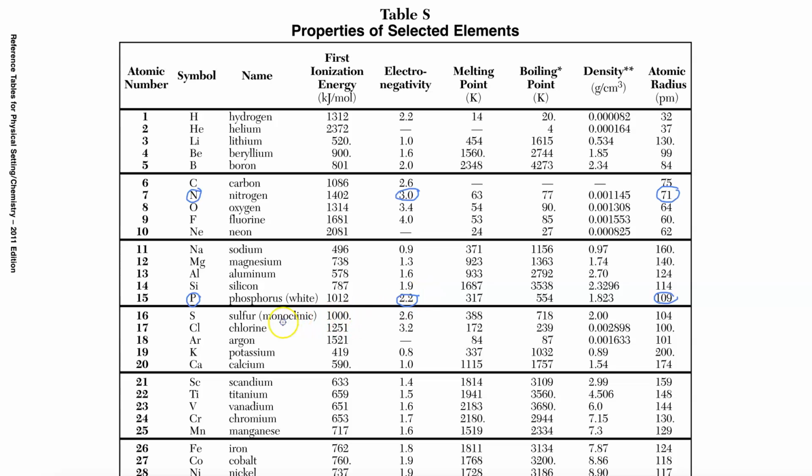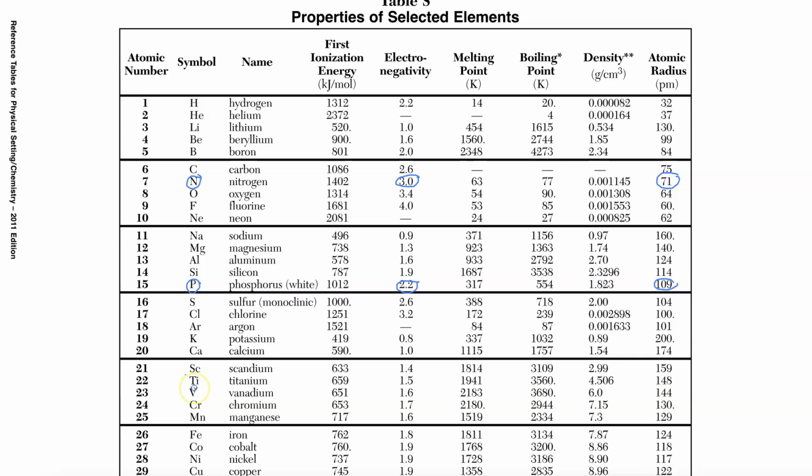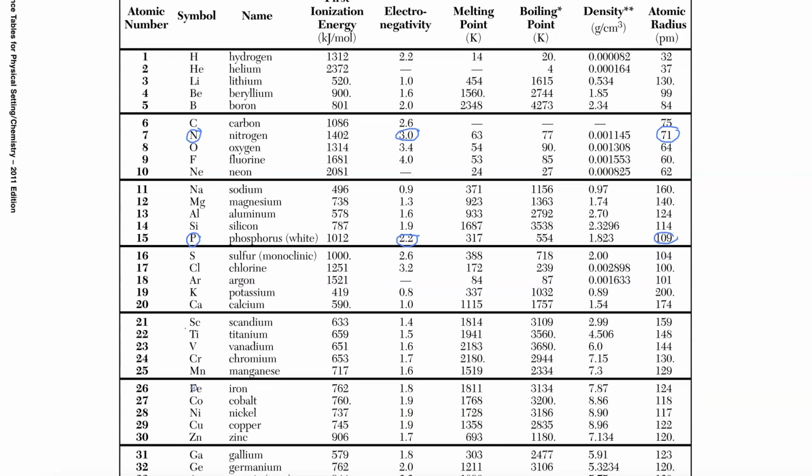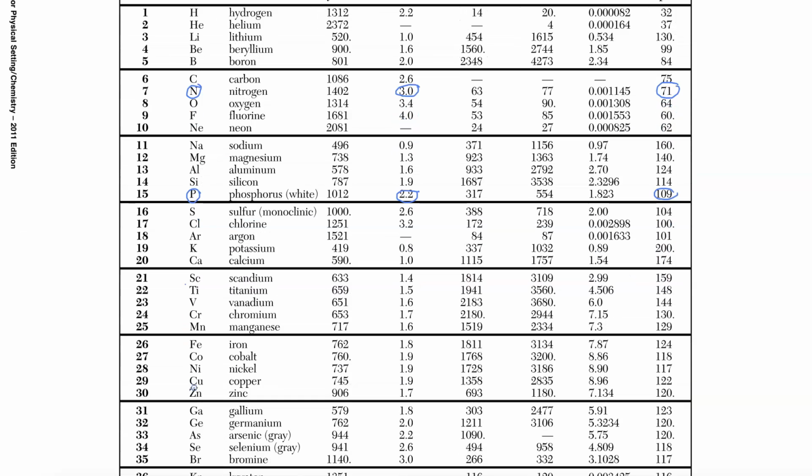Then if we keep going, we're going to come to arsenic. Let's find arsenic, atomic number 33. It's in the same column, and you can see that arsenic is 2.2. It didn't get much lower, although its atomic radius is bigger, but it's a trend, right? So the trends aren't always perfect.